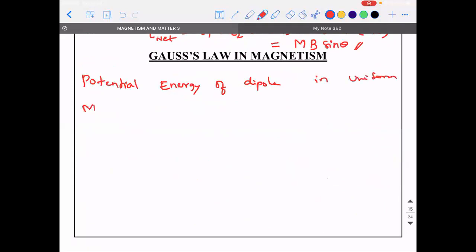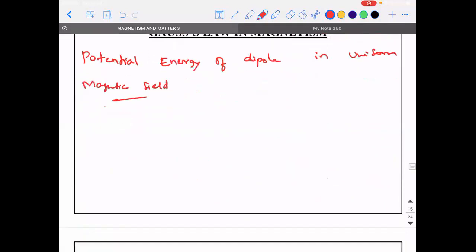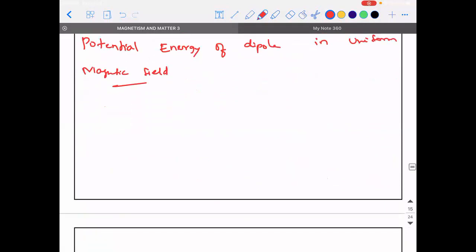So, potential energy of a dipole in a uniform magnetic field. Now we are going to see the potential energy of a dipole in a uniform magnetic field. You have a north pole and a south pole.